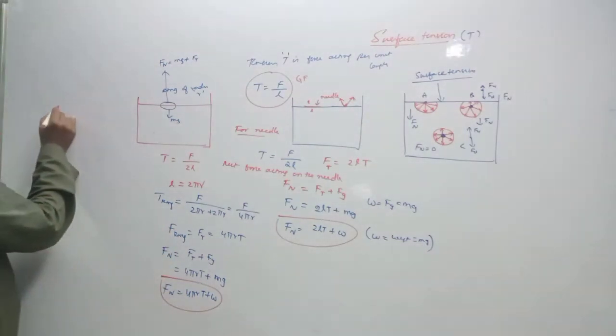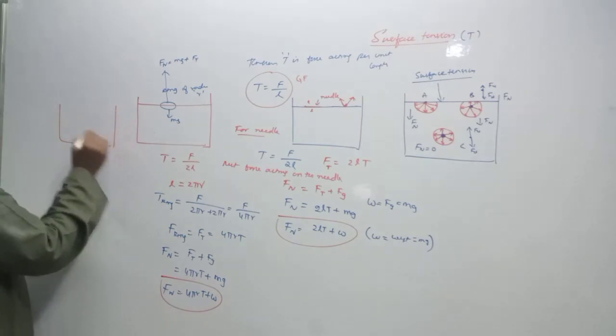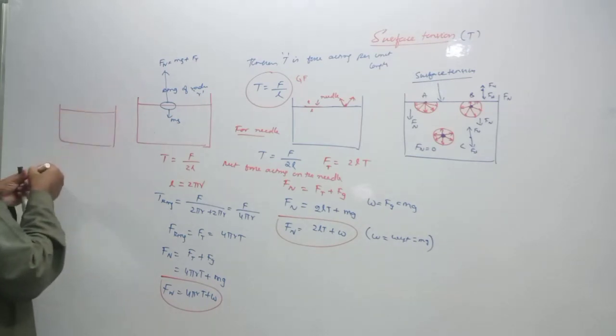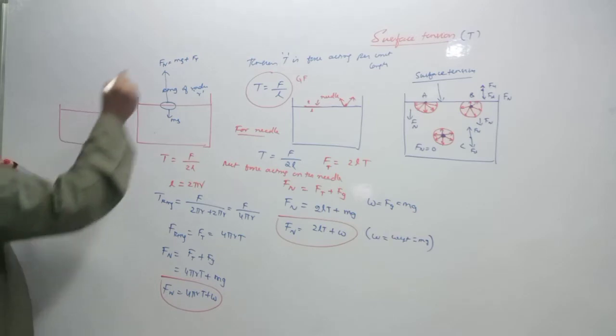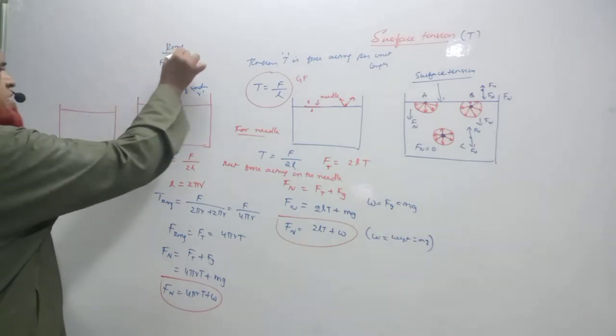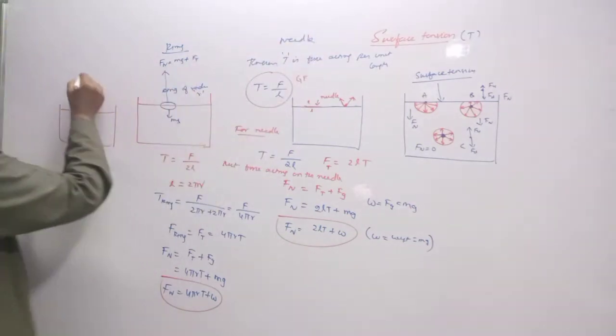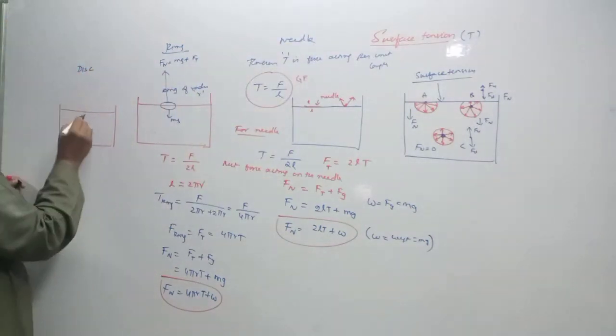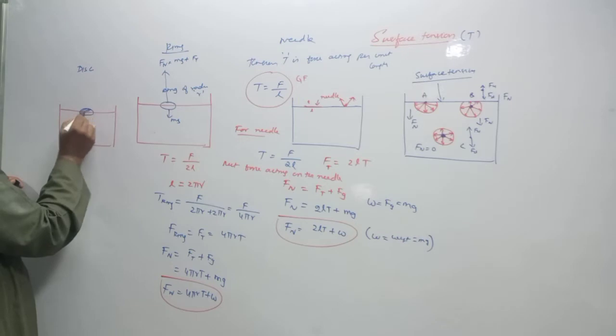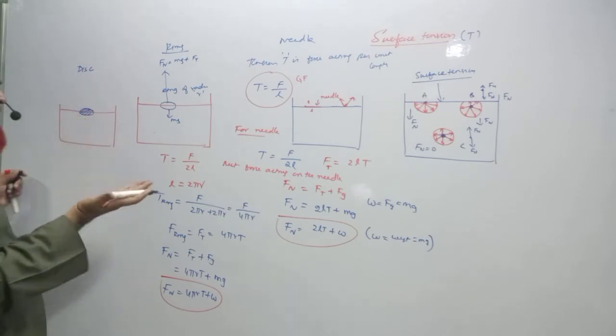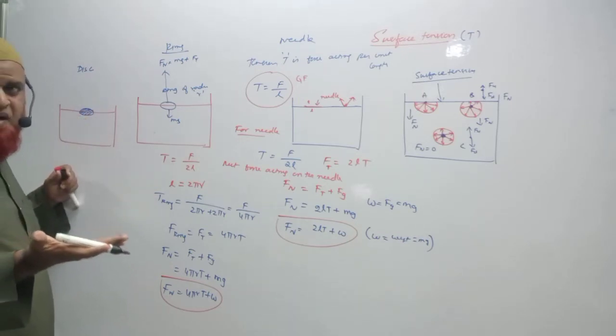Okay, I'll give you one more example. Instead of a ring, if it is a disc, what happens? This is for a ring, this is for a needle, and this is for a disc. What is the meaning of disc here? Disc means it is just like a plate. Understand? A circular plate, you can say.